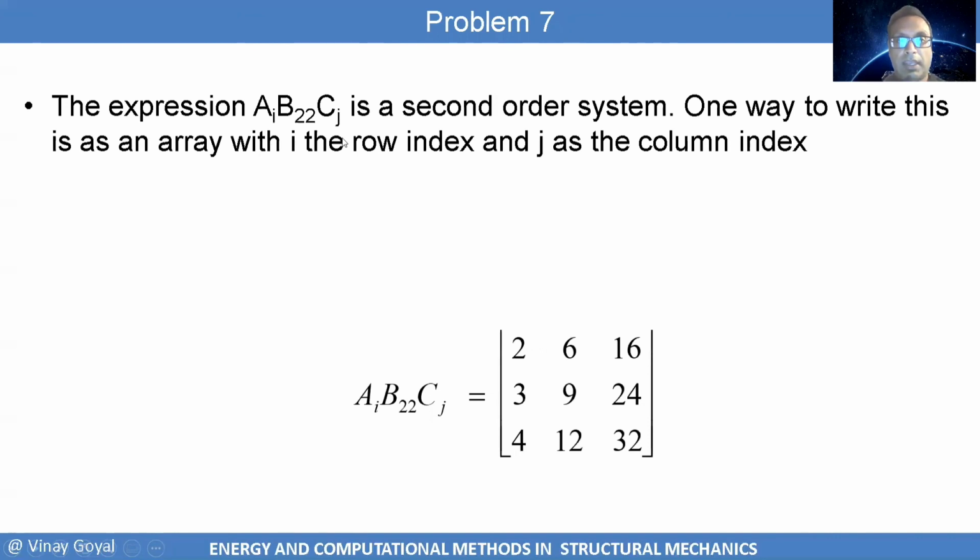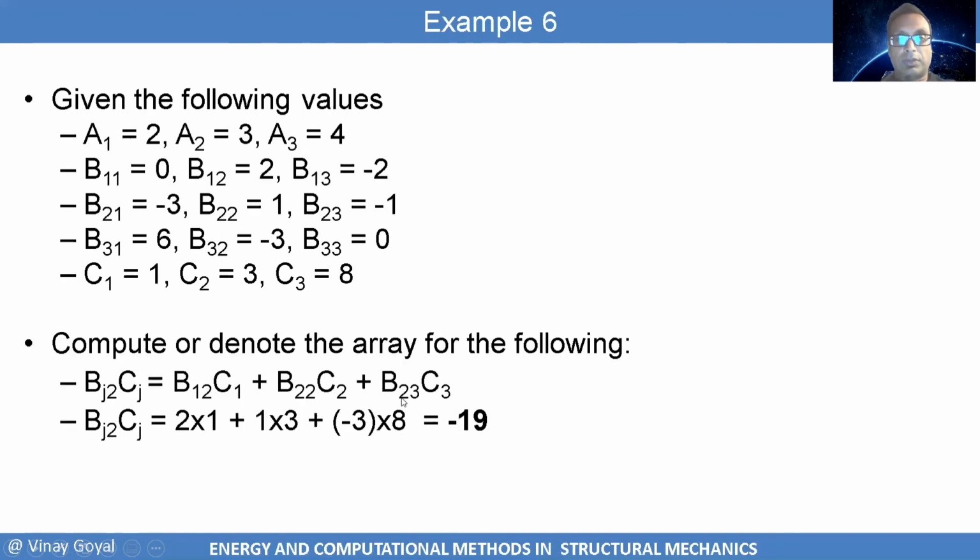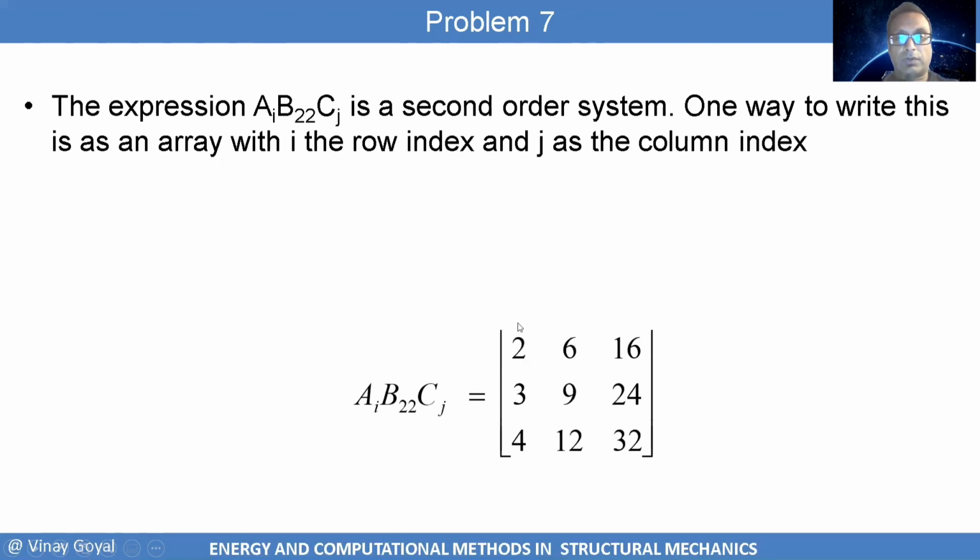Problem 7. I have this expression. It's a second order system. Why? Because i and j are free indices, and this is a specified value of B22. I know B22. One way to write this array, with i as a row index and j as a column index, you could do it the other way around, is the following. So let's look. B22 is known, and B22 here is 1. And then this term here is A1 C1. So it's going to be a 3 by 3 because i and j are free indices.